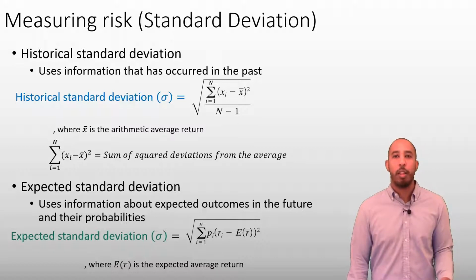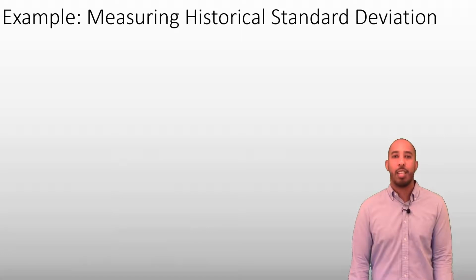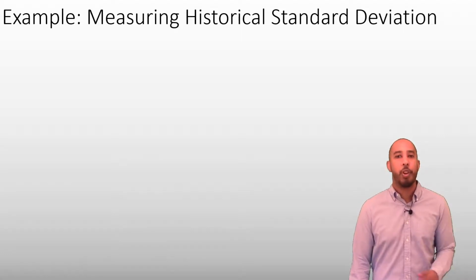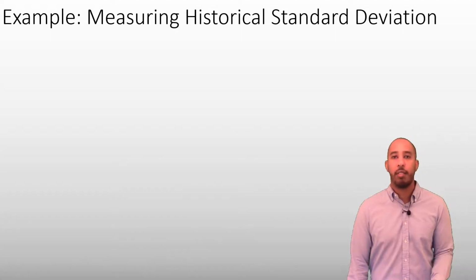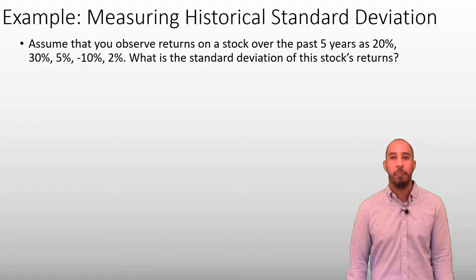These formulas here may look a little daunting to you, but I'll go step by step to show how they're implemented. Let's first compute historical standard deviation. Let's say there's a stock that has returns of 20%, 30%, 5%, negative 10%, and 2% over the past 5 years. And I want to know, what is this stock's standard deviation?